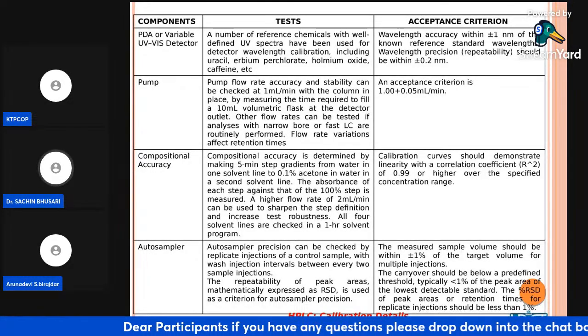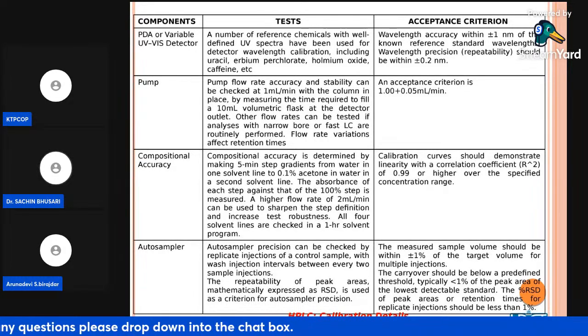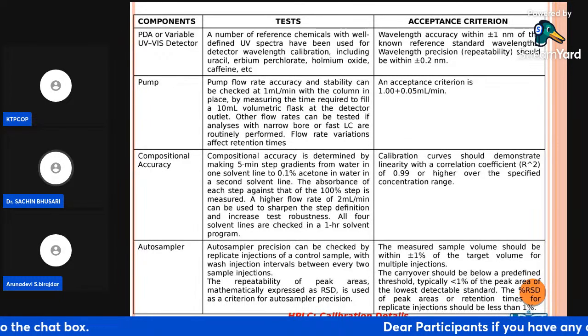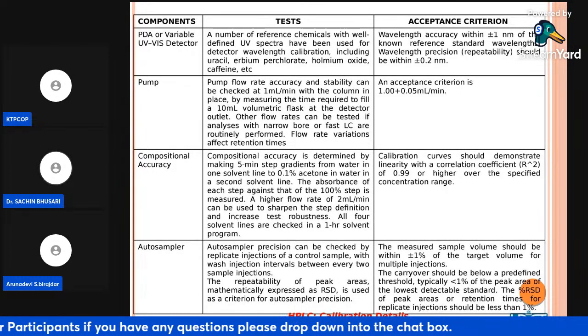Now, as far as HPLC is concerned, HPLC has more components. So my two slides are covering these tests and acceptance criteria. I'll be spending some time on this slide because HPLC is a very vastly used tool. Although online, offline doesn't matter. What matters is calibration of the equipment, performance of the equipment.